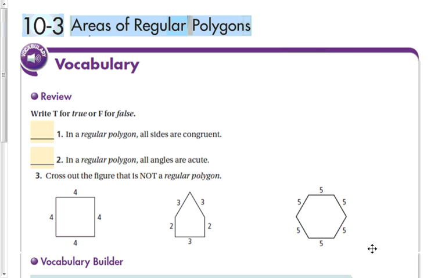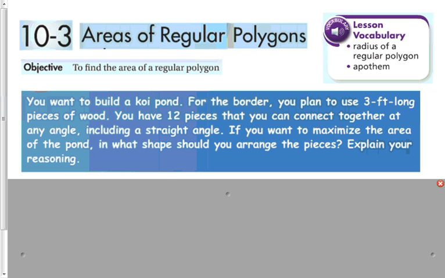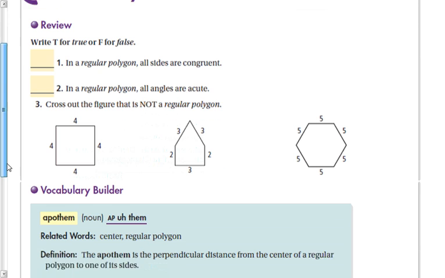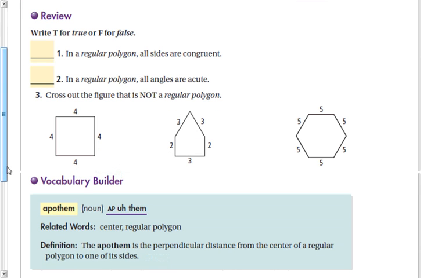In this lesson, we're going to learn how to find the area of a regular polygon. There's a certain formula we need. And when you do this review, there's an important term you should pay attention to, and that's apothem. You need to know what that is. All right, go ahead and do the review, and I'll check back with you.